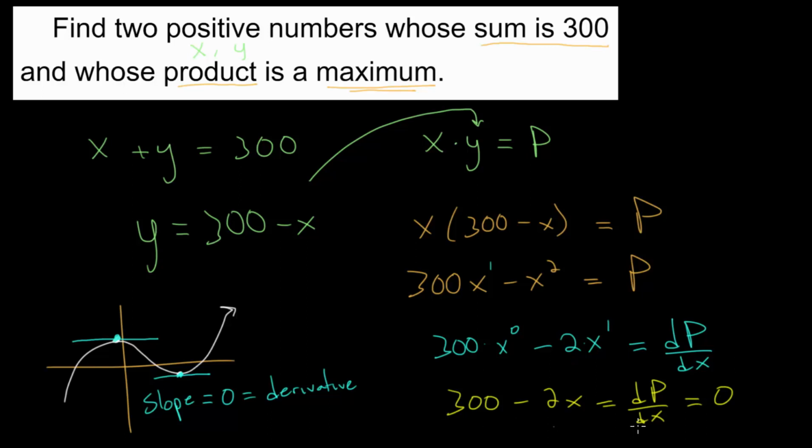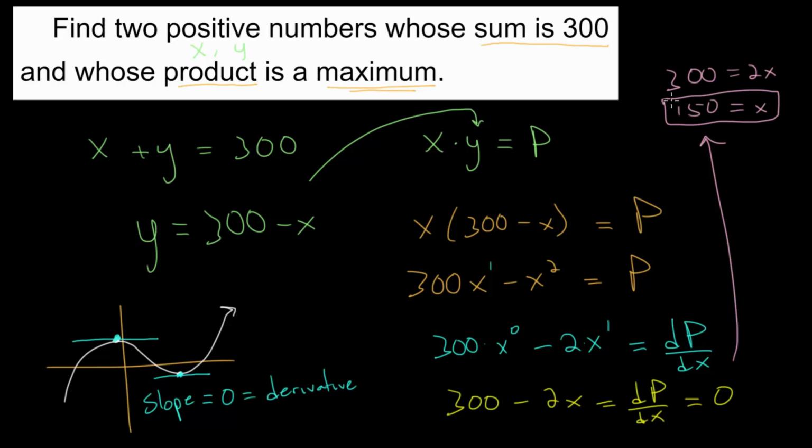Now, if we solve this equation, we can add 2x to each side. So we get 300 is 2x. We can find that x is 150. And this also would make y 150. But remember that these critical points are for both maximums and minimums. So the question becomes, how do we know that we didn't just find a minimum value? We don't want to just assume that this value of x and also that same value for y will actually produce a maximum. And the way to determine that is to look at the second derivative.